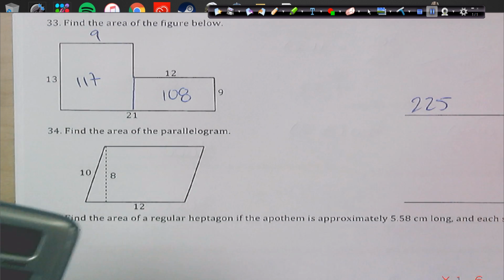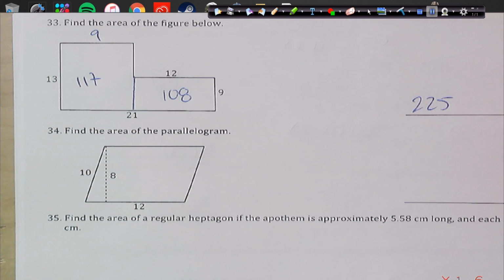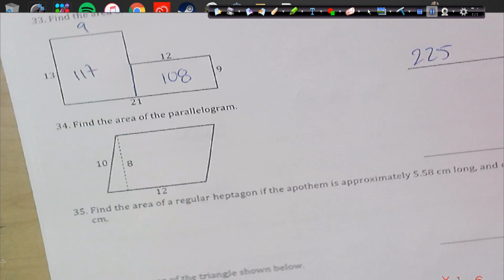We get 225. So this is a composite figure, so we basically just try and break it up into shapes that we know how to find the area of. Alright, find the area of the parallelogram.